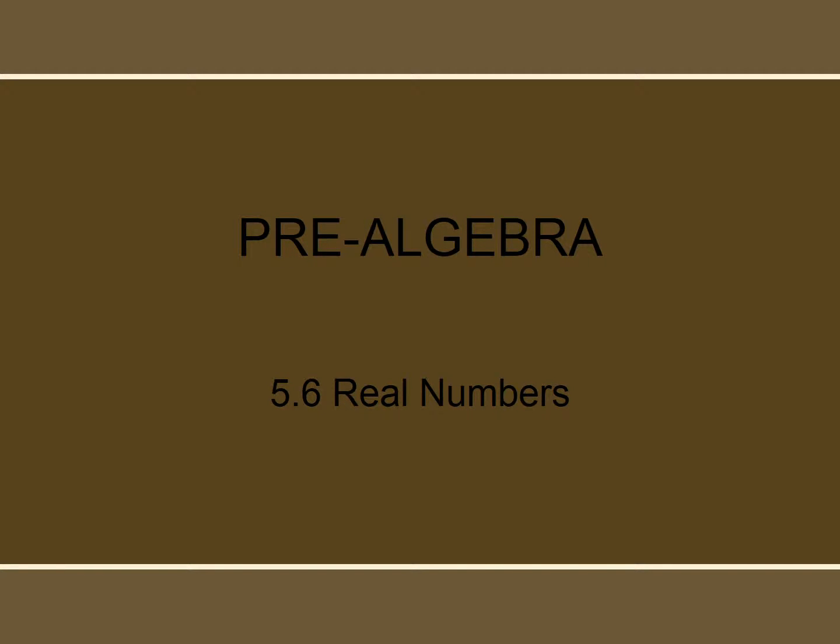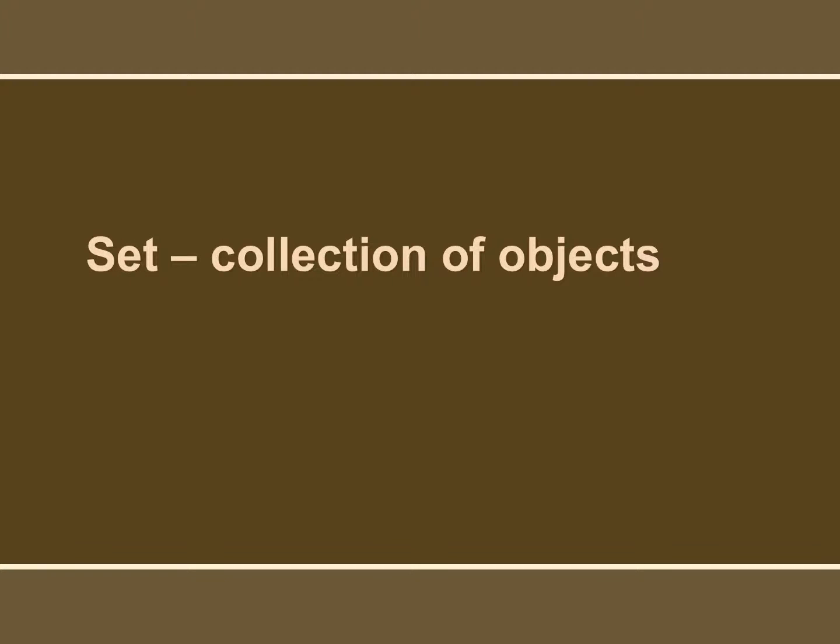Today we're going to discuss real numbers, which is found in section 5.6 of your BJU Press Pre-algebra textbook. So let's begin with reviewing what a set is. A set is just a collection of objects. So if we have a collection of something, then we have what's called a set.